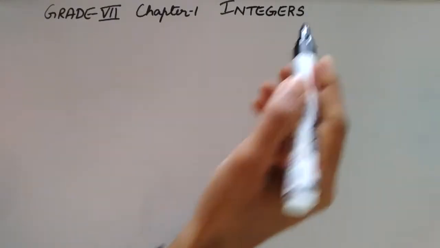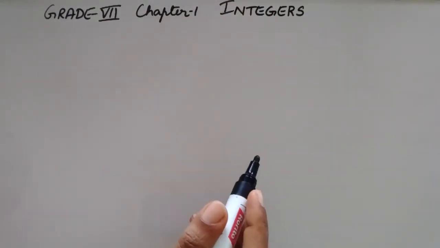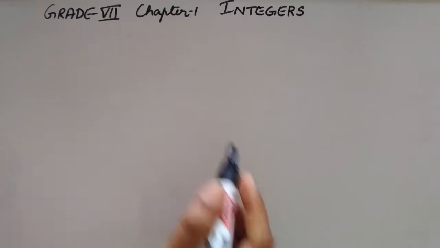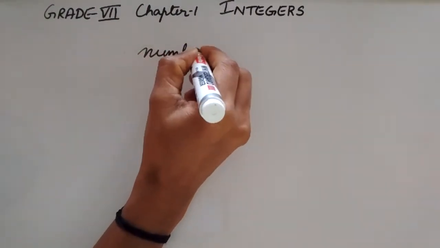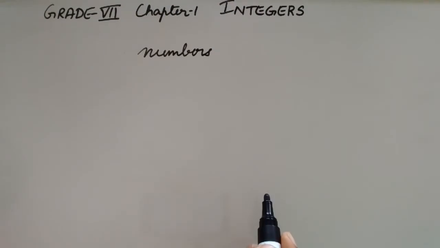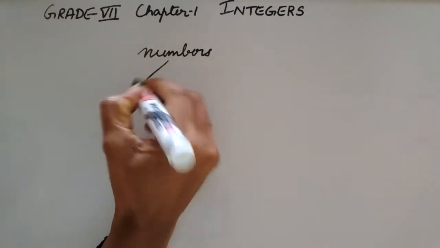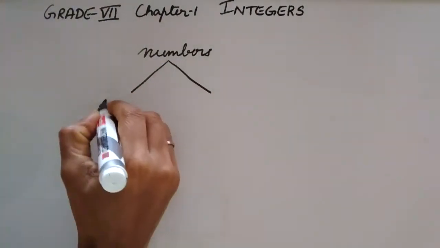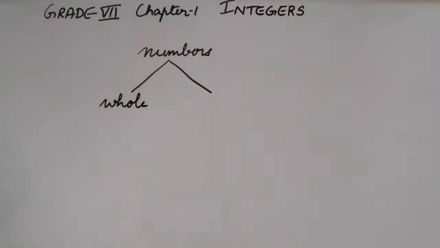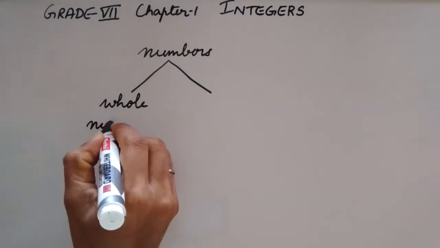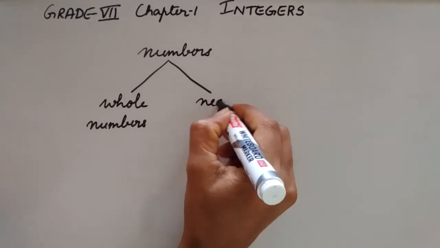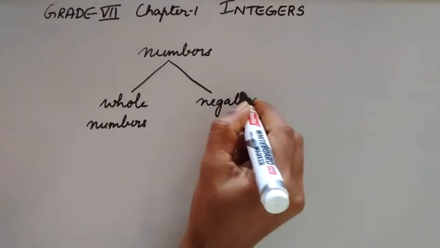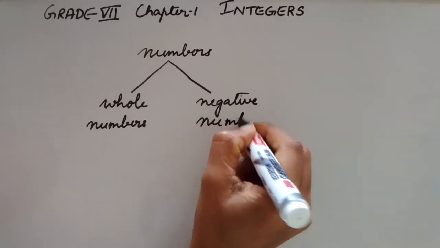What are integers? Integers are the collection of numbers which contain the whole numbers and the negative numbers. Integers contain the whole numbers and the negative numbers.